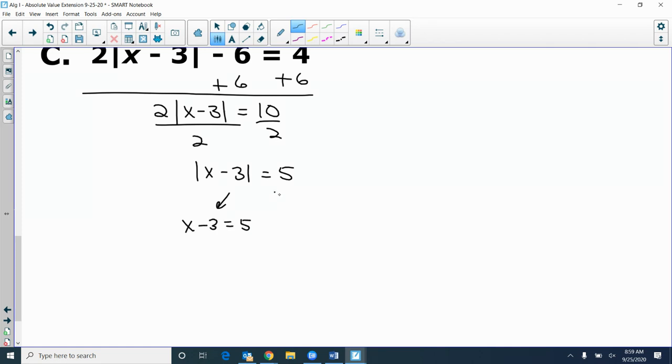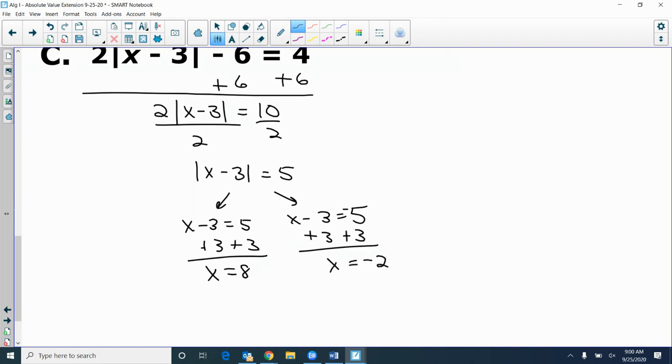X minus 3 equals 5. X plus 3 equals negative 5. Whoops, sorry. Keep the inside, always keep the inside the same. Sometimes people will want to flip that. Don't. Keep the inside the same. Good, and now add 3 to both. And I get x equals 5 plus 3, which is 8. Add 3 here. Negative 5 plus 3 is negative 2.